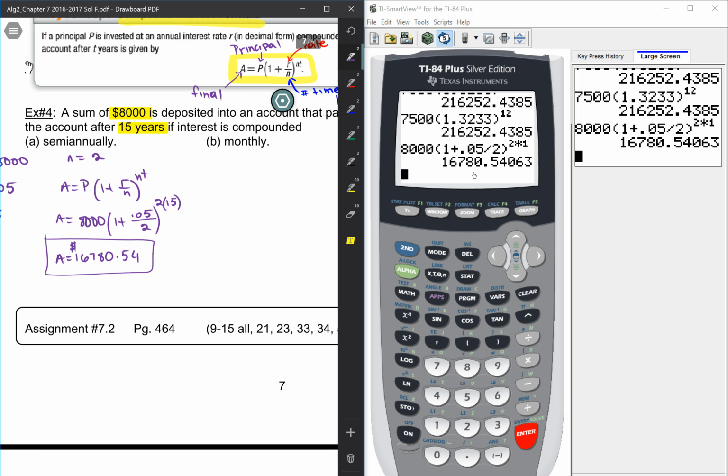Wouldn't you put parentheses around 0.05 divided by 2? You don't have to. Why would you do that? Yeah, the calculator knows. It's smart. It knows.